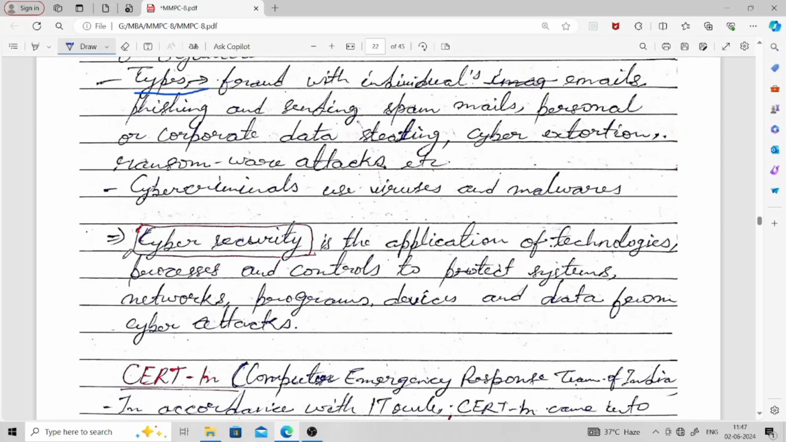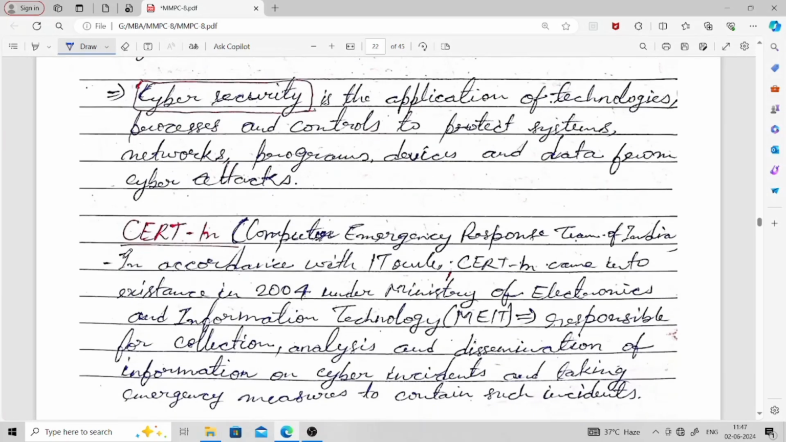Cyber security is the application of technologies, processes, and controls to protect systems. Cybersecurity is about the application of different kinds of technology we can use to protect systems, along with processes and controls to protect systems, networks, programs, devices, and data from cyber attacks. So that's about cyber security.